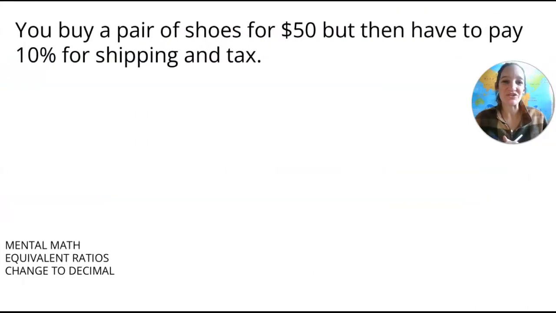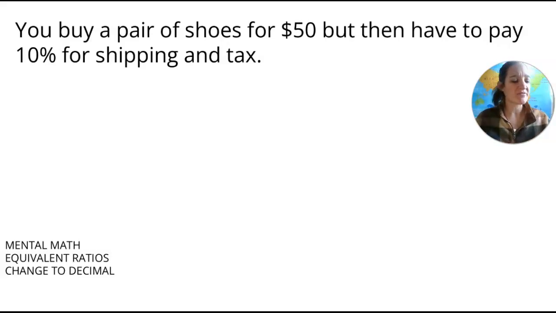You buy a pair of shoes for $50. But then you have to pay 10% extra for shipping and tax. How do we figure out what our total amount will be? How do we figure out that 10% shipping and tax? Well, as we work today, we're going to do each of the three different strategies, the different ways that I've taught you, and I'm going to let you figure out by the end of the video which strategy you like best. And that might change from problem to problem.